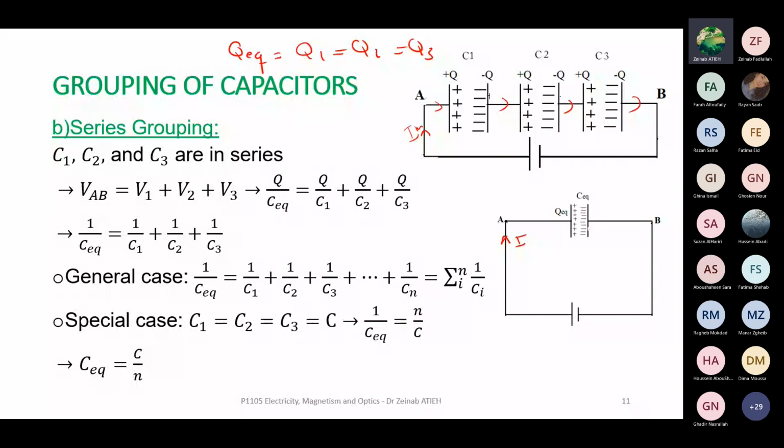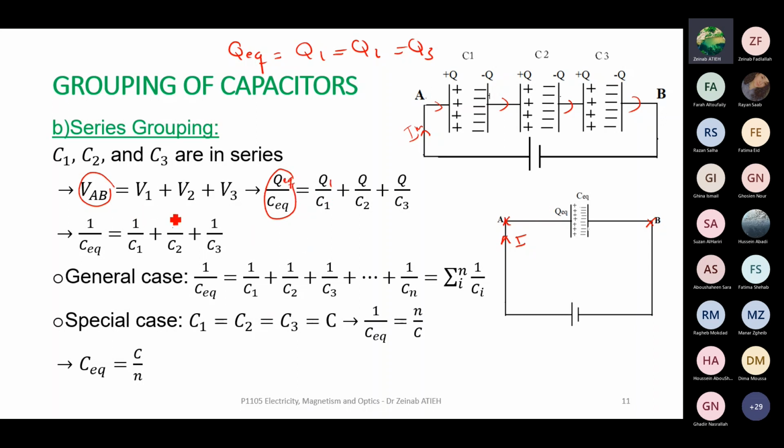This is the first information that you have to remember. Series grouping, Q's are equal. Parallel grouping, V's are equal. Here, Q equivalent equals Q1 equals Q2 equals Q3. From the law of addition of voltage, VAB is simply V1 plus V2 plus V3. So substitute VAB with Q equivalent over C equivalent.